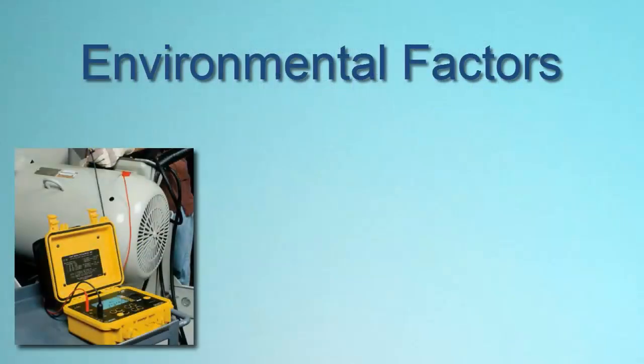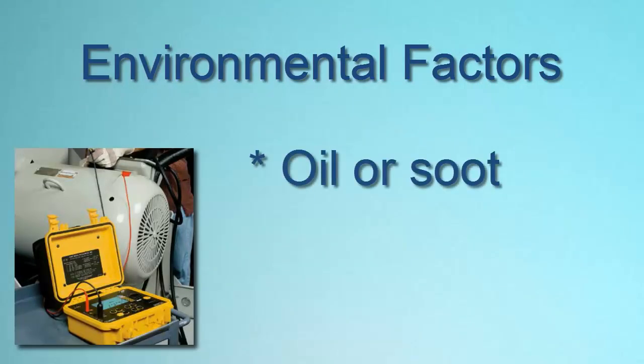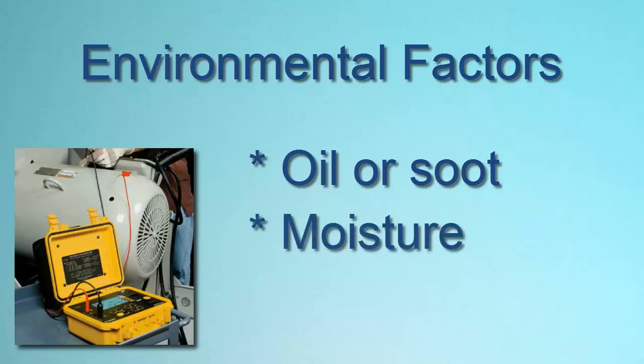It's also important to be mindful of how environmental factors can affect resistance. For example, oil or soot on the equipment surface can lower insulation resistance. And if the equipment surface temperature is at or below the dew point of the ambient air, a film of moisture forms. This can significantly lower the equipment's resistive value.